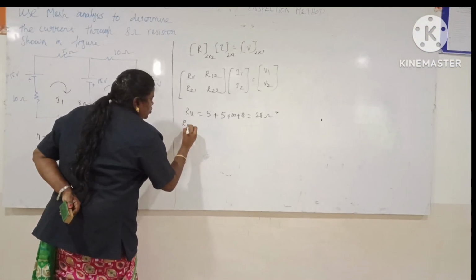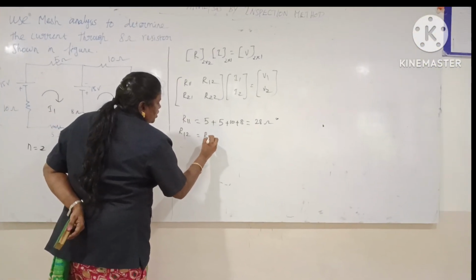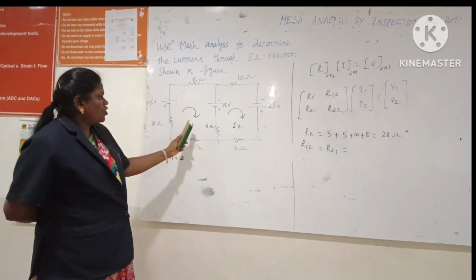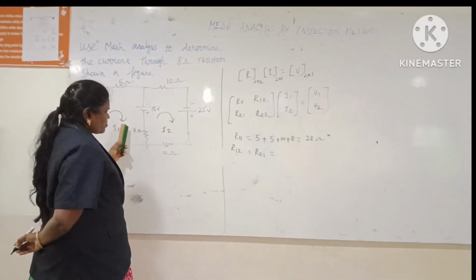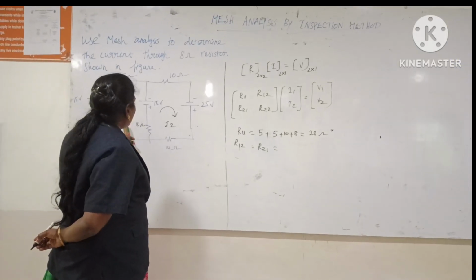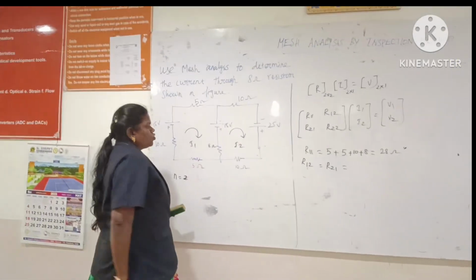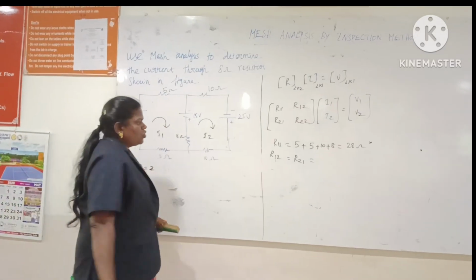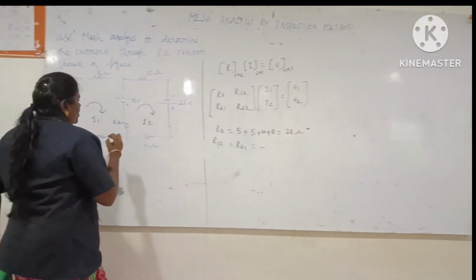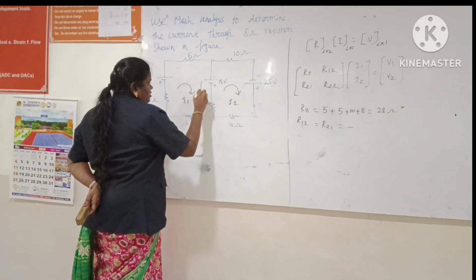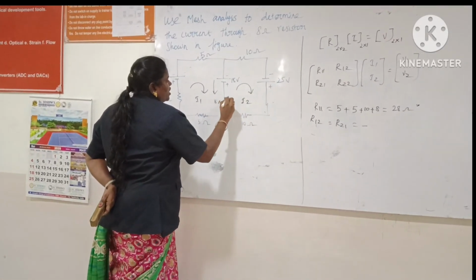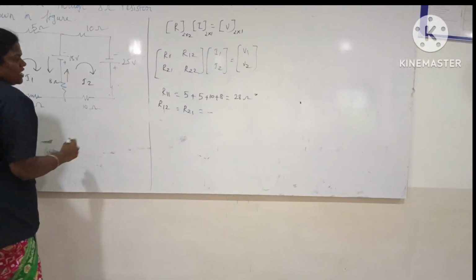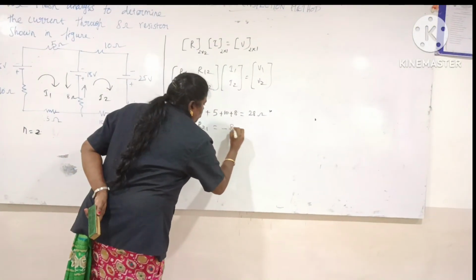Then R12 is equal to R21, the common resistance between loop 1 and 2. So here the 8 ohm is the common resistance between loop 1 and 2. Now put the negative sign, because the I2 current flows in the opposite direction to I1, so you have to indicate a negative sign. So minus 8 ohm.